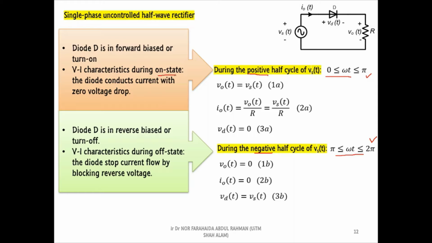During on state, the diode should conduct current with zero voltage drop. Meanwhile, during off state, the diode must stop current conduction by blocking reverse voltage. Based on these characteristics, I will rearrange all the voltage and current equations. I will start with the current equations, the diode voltage equations, and lastly, the output voltage equations.